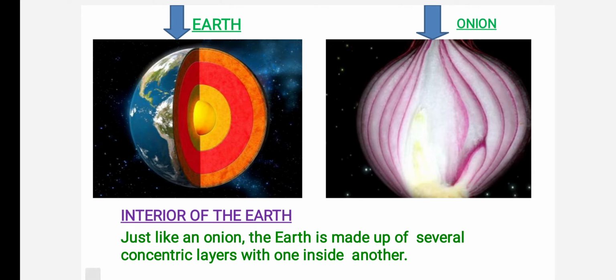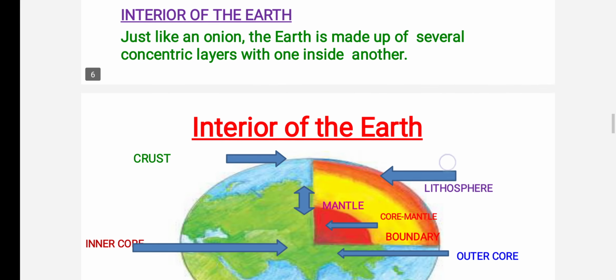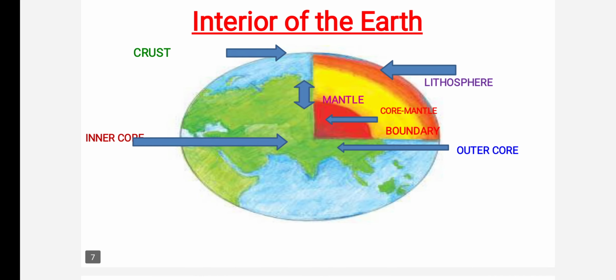Let's see. Here you can see the inside part of the earth. The interior part of the earth resembles the interior part of the onion. So just like an onion, earth is made up of several concentric layers, one inside the other. So there are many layers, one inside the other. Let's see, what are those layers?